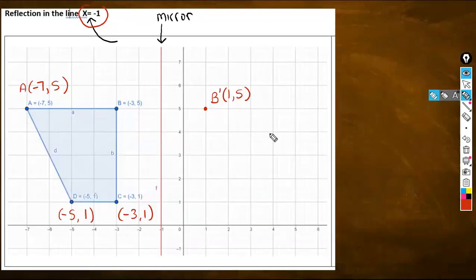Let's take point A. Remember, this here is the mirror, x is equal to -1. Point A is how many blocks away? 1, 2, 3, 4, 5, 6, until it hits the mirror. So that means he has to be 6 blocks on the other side. 1, 2, 3, 4, 5, 6. He ends up here. This is A prime.